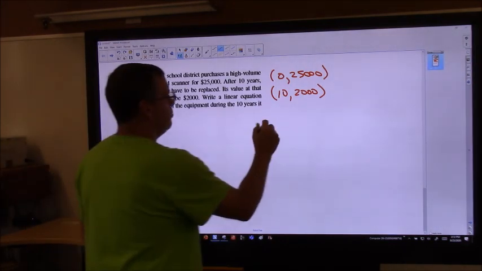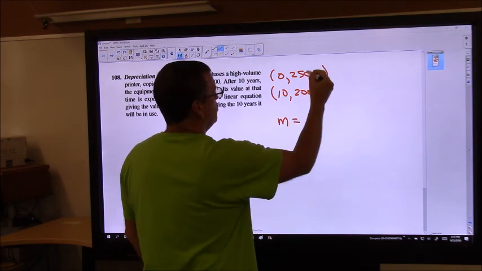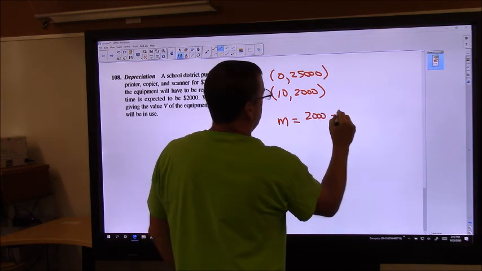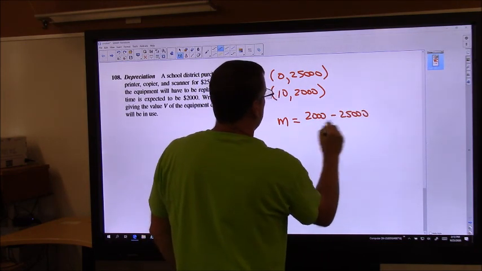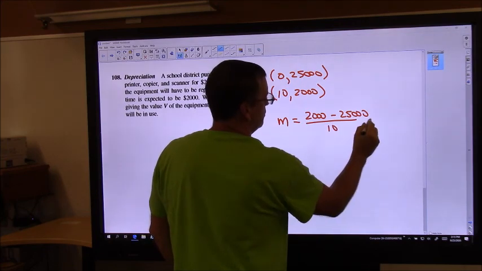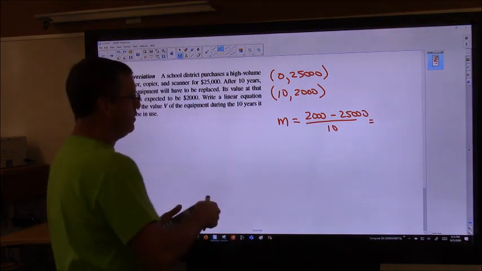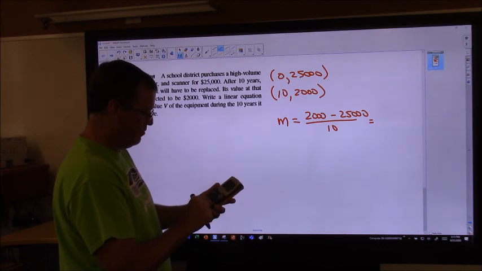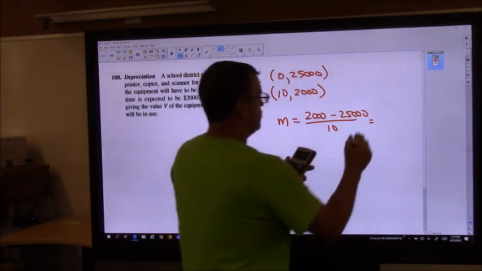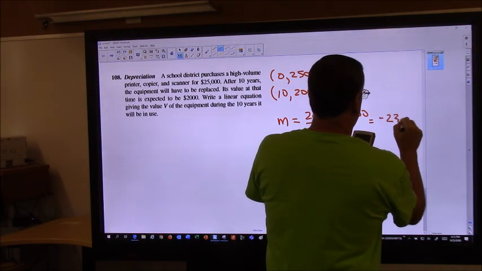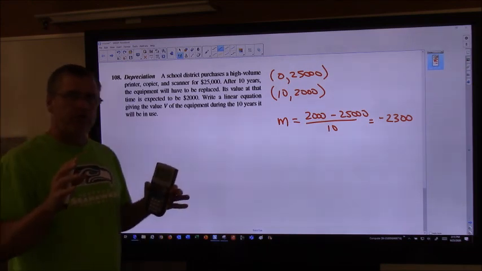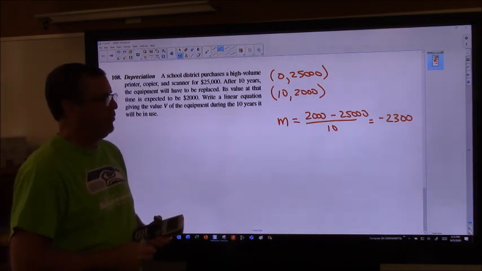All right, so I want to find the slope. So I'm going to do, let's do y2 minus y1. So 2,000 minus 25,000 over x2 minus x1. And so when I get there, I'm just going to do this whole thing on the calculator in one shot. So 2,000 minus 25,000 equals, and divide that by 10. So I got a negative 2,300. Now again, it's always good to stop and just think to yourself, what does that really mean?